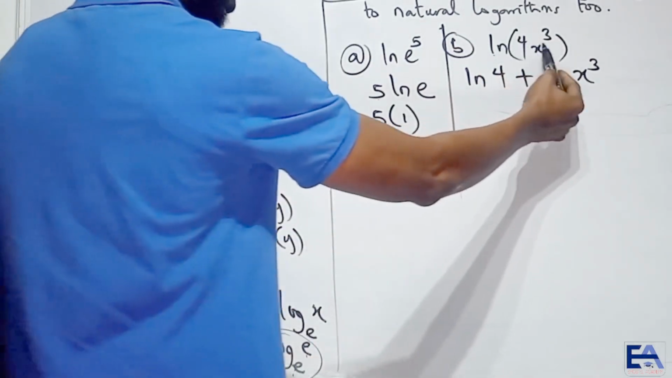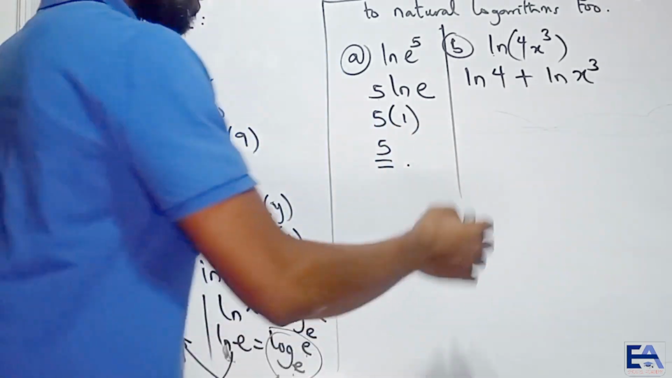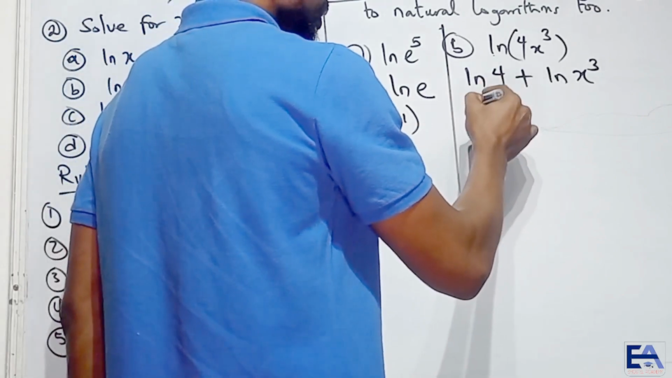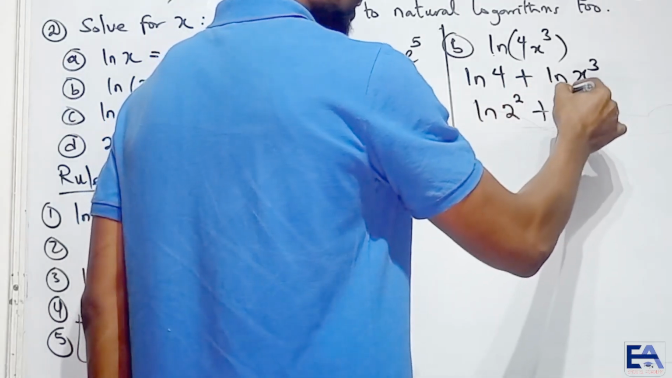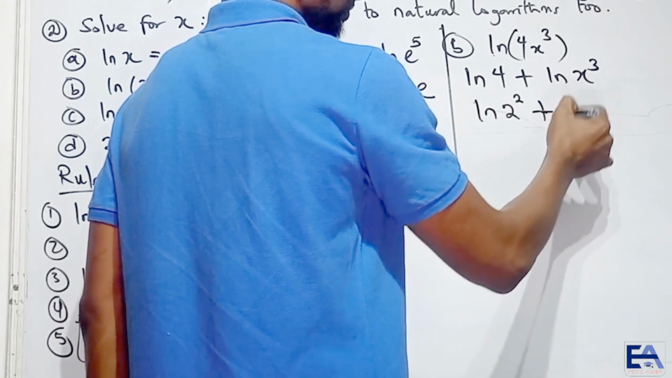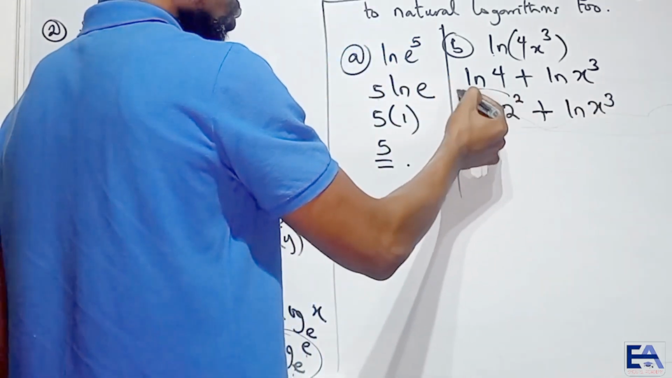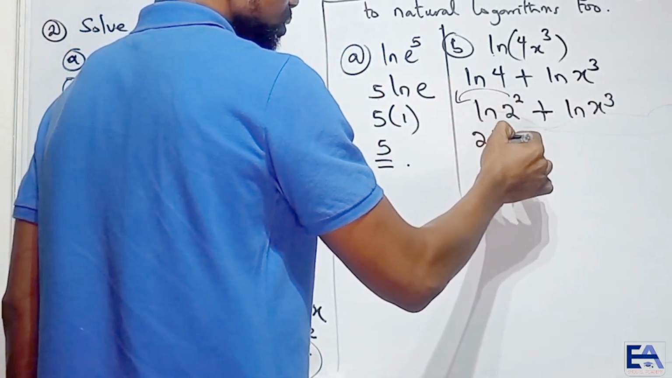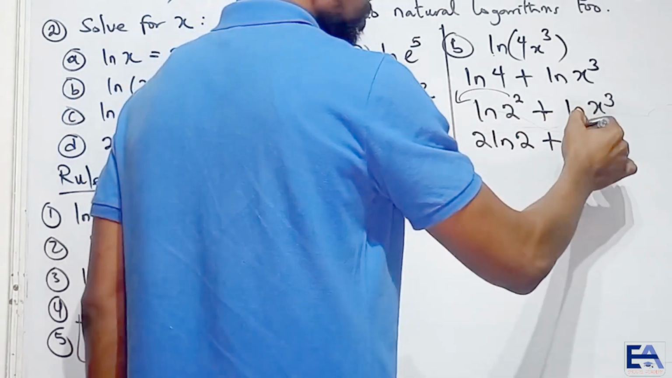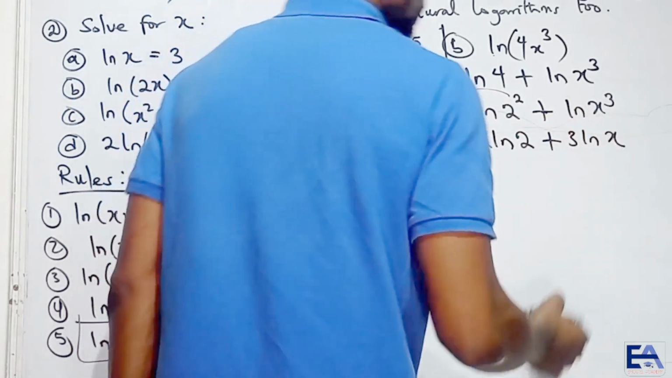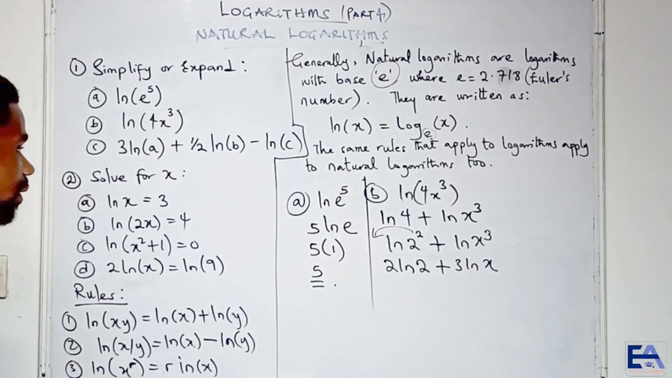So you split the two of them and share the ln across, separating them with a plus. All right, so we understand that ln 4 is like ln 2 raised to power 2, plus ln x cubed. So this 2 goes here. We have it as 2 ln 2 plus 3 ln x.